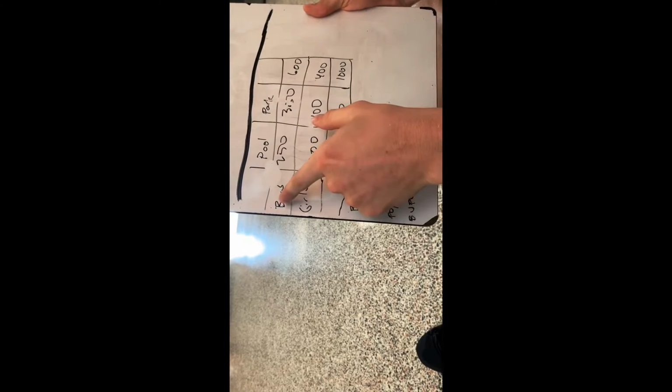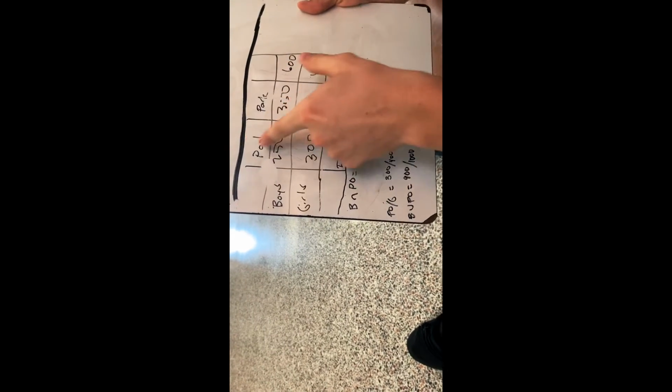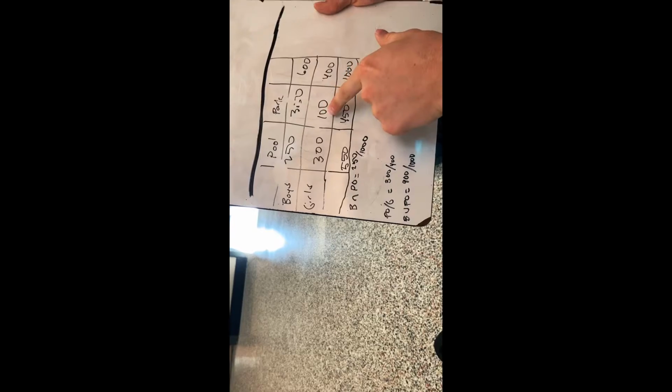And then for the union sign, it's all of the boys and who went to the pool. So all of the boys and everybody who went to the pool is going to equal 900, because the only people who were not a boy and did not go to the pool are the girls who went to the park, which is only 100 people out of the 1,000. So the equation would look like 900 out of 1,000, which would simplify to 9/10.